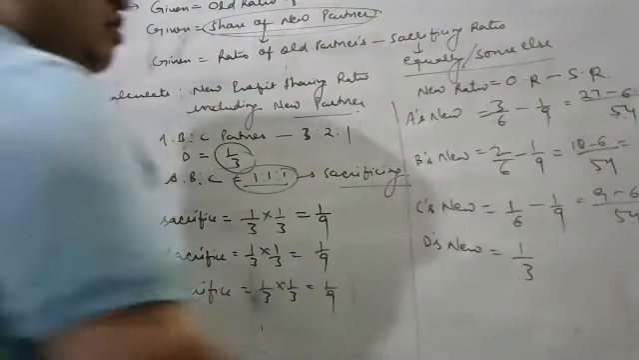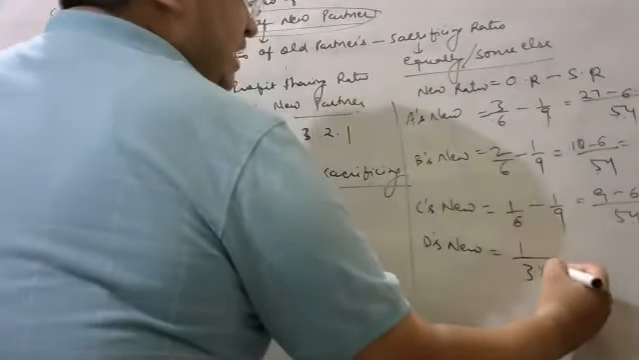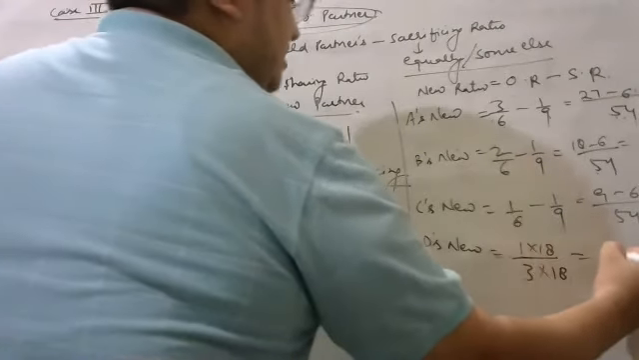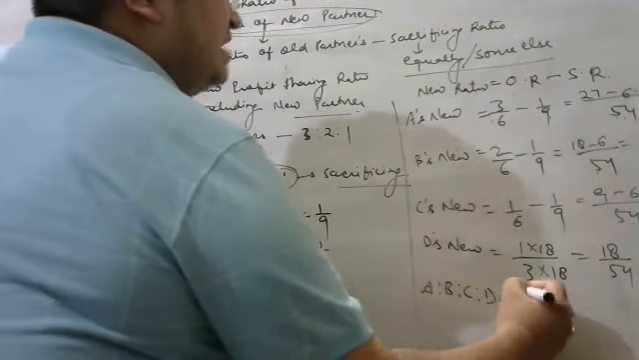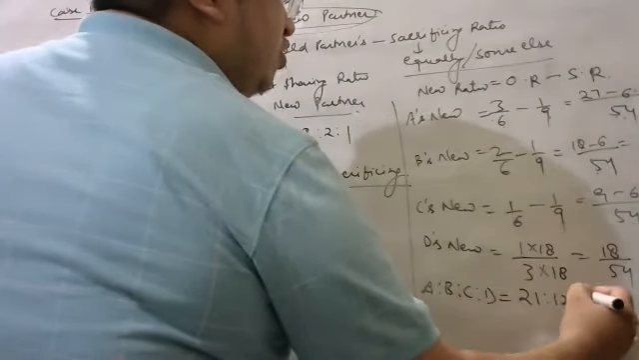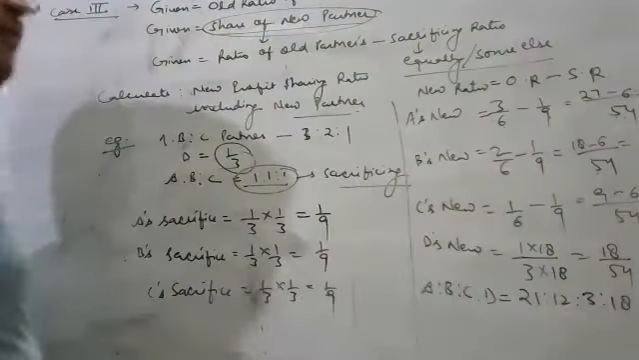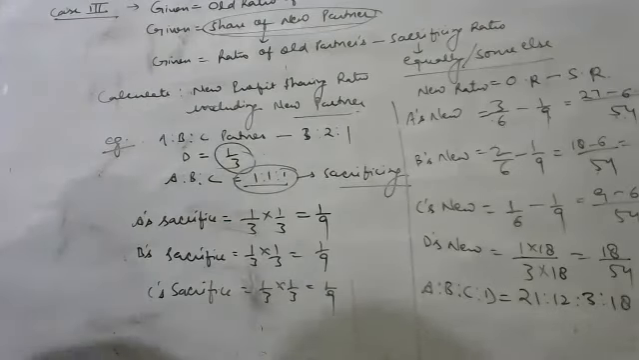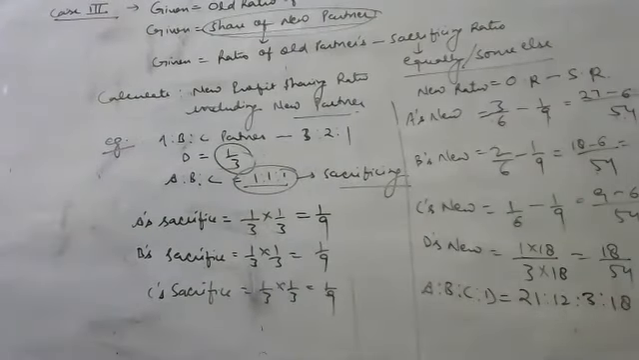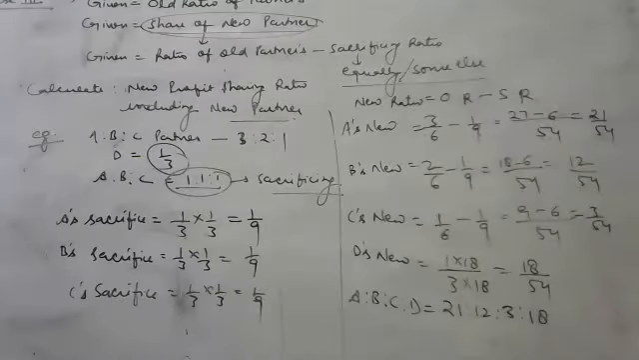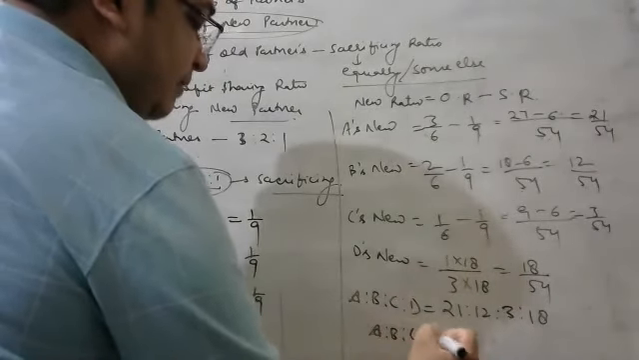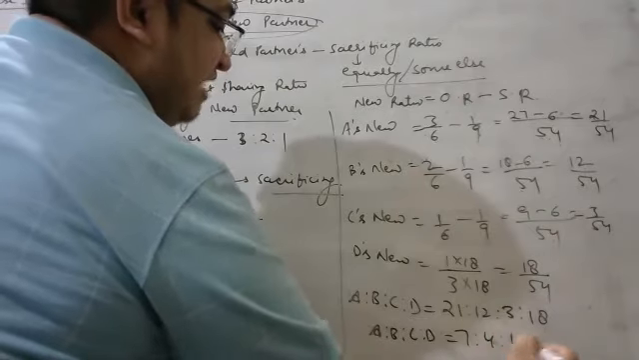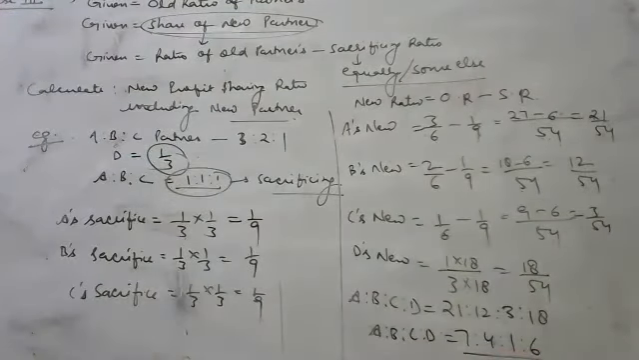54 करने के लिए क्या करना पड़ेगा इसको? 18, that is 18/54. ठीक है, so the new ratio of A, B, C, D you can say 21:12:3:18, and the whole thing can be cut by 3. चारों को 3 से कट कर सकते हैं. So the ratio can be 7:4:1:6. This will be the answer. So you will solve in this manner if this case is given to you.